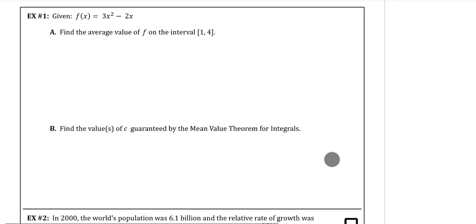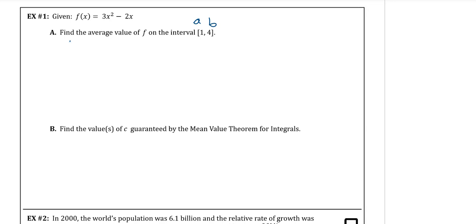So let's go through and do a couple of examples with this. Example 1 says, given f of x is equal to 3x squared minus 2x, find the average value of f on the interval from 1 to 4. Just pointing out some things here, a is our 1 and b is our 4.